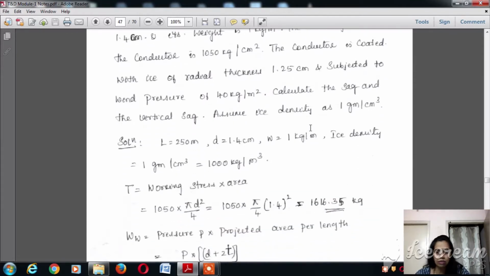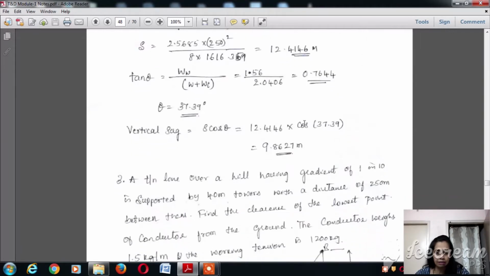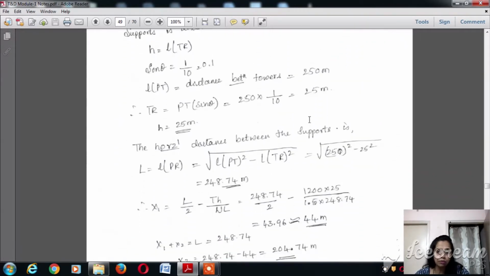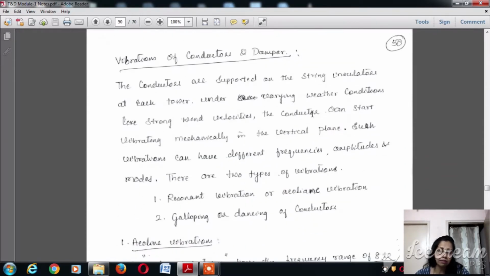Here I have solved some of the numericals. We can refer to them later and understand for the given conditions what is going to be the sag. I have taken examples of different case studies and we have calculated the sag for the different conditions also.